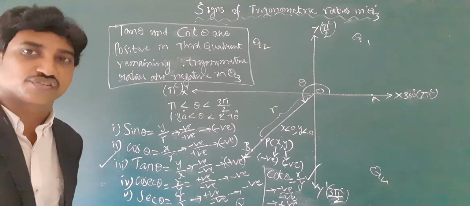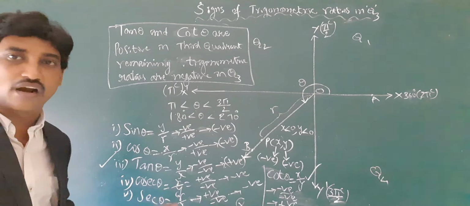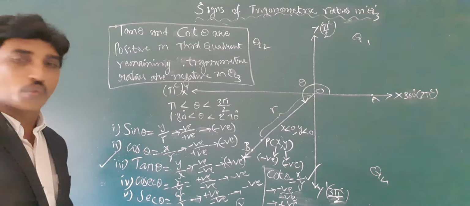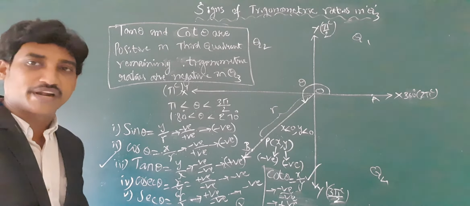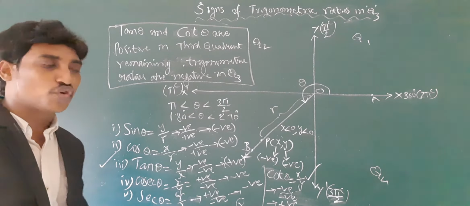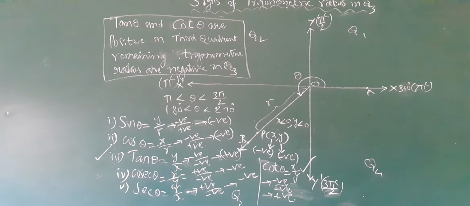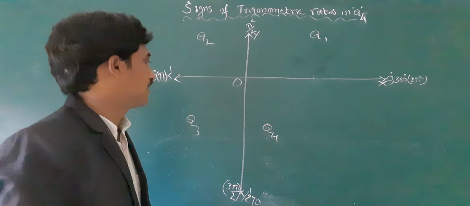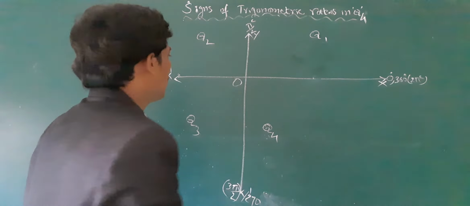These are the signs of trigonometric ratios in the third quadrant. Now let us know the signs of trigonometric ratios in the fourth quadrant. Let us take an angle in the fourth quadrant.